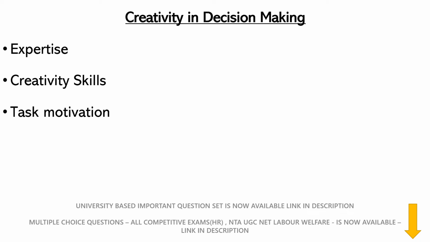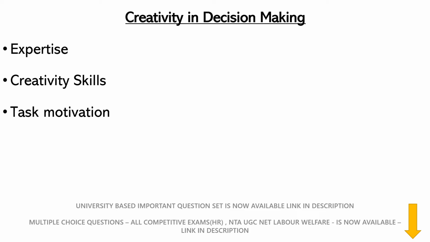Now, to be creative, or to maximize the creative potential, see, everybody has creativity in them, each and every individual. They just have to bring out their creativity. So how can we do that, and what are the various models of creativity? Here we have identified three components. So first is expertise. Expertise means he should have good, intensive knowledge about the subject.